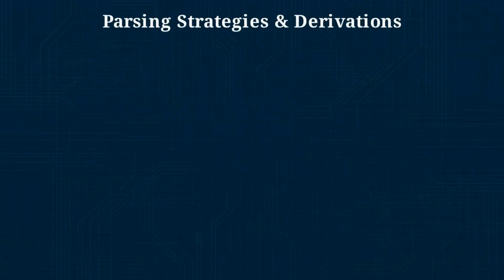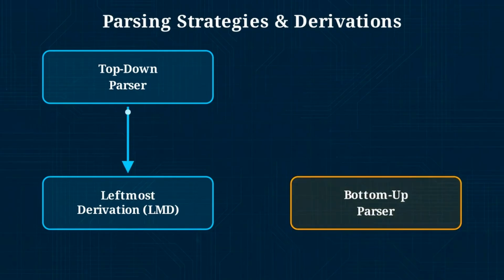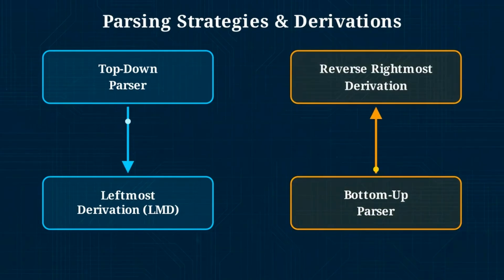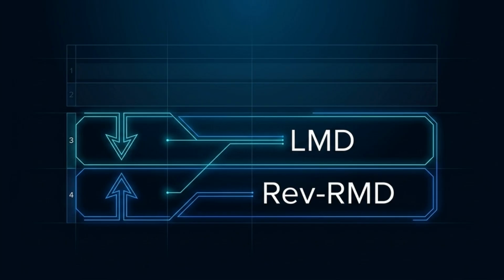These structural paths map to real-world systems. Top-down parsers are built explicitly to execute leftmost derivations. Conversely, bottom-up parsers are designed to execute the exact reverse of rightmost derivations. This table summarizes the core framework of the unit. You have your sentence, containing only terminals, your sentential forms representing intermediate steps, top-down parsing linked to LMD, and bottom-up parsing linked to reverse RMD.